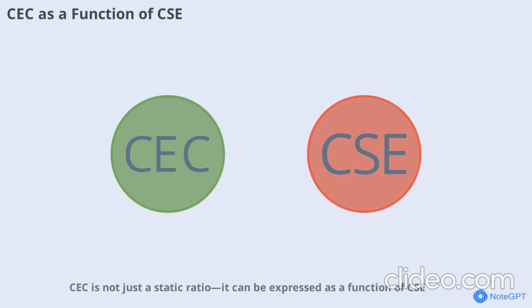CEC is not just a static ratio. It can be expressed as a function of CSE. Specifically, CEC(t) equals 1 / (CSE(t) + epsilon), where epsilon is a small constant to avoid division by zero. As the net difference between expansion and contraction, CSE, approaches zero, CEC approaches infinity, indicating perfect equilibrium. This ties the dynamic process of balancing directly to the measurable constant of equilibrium.